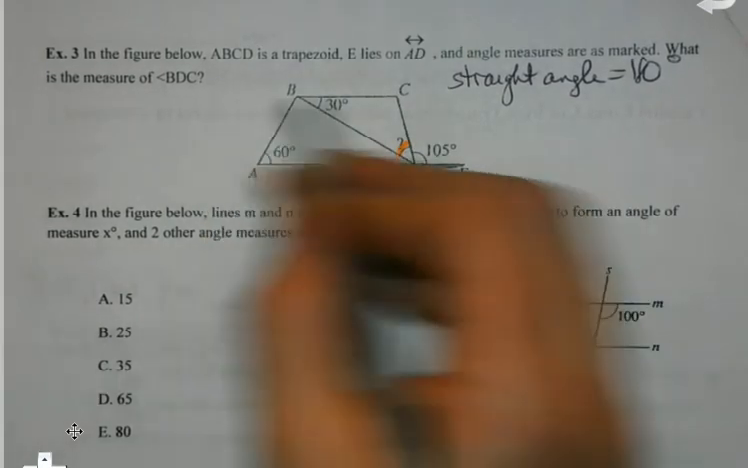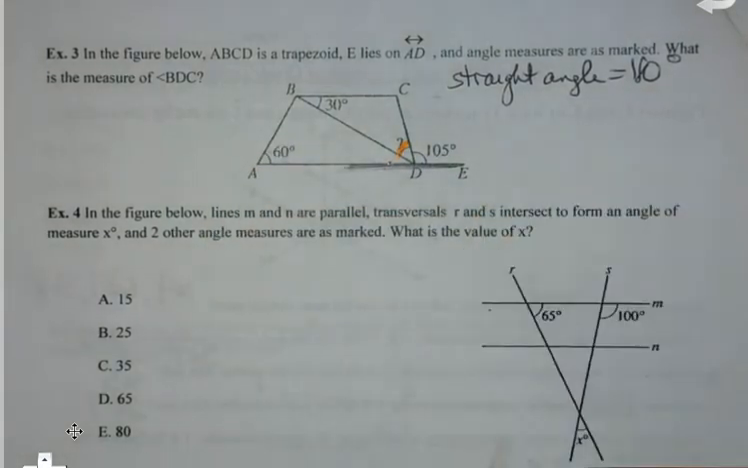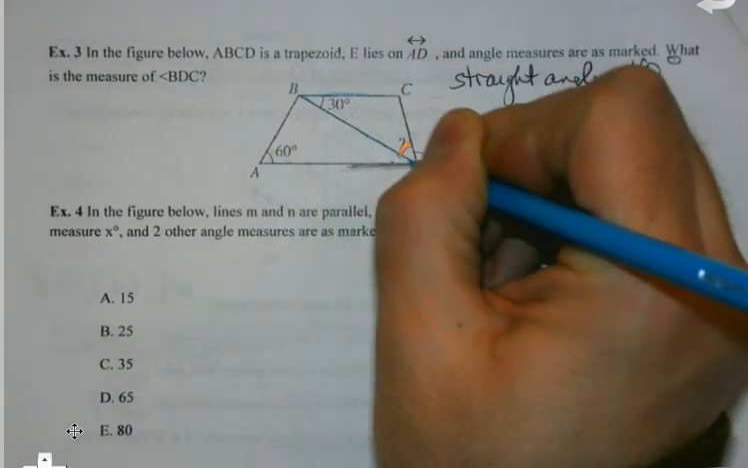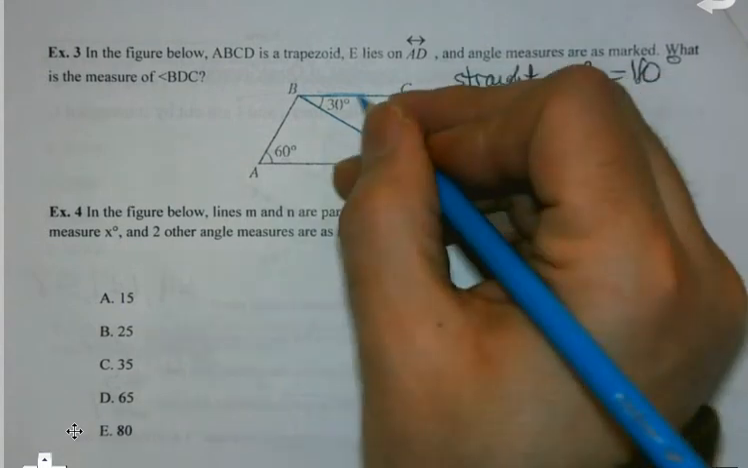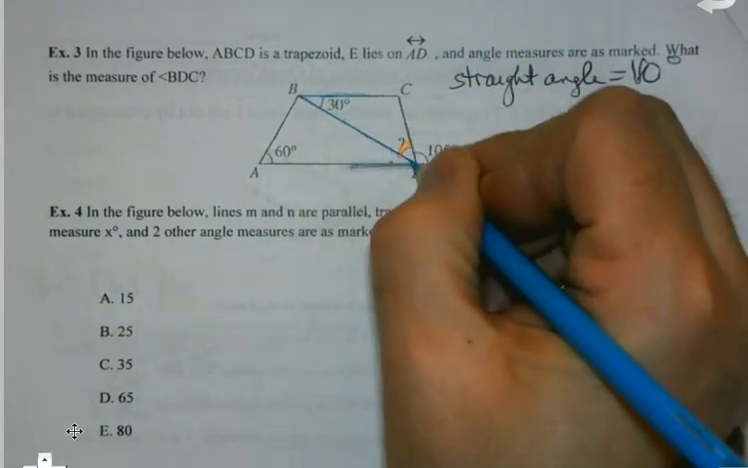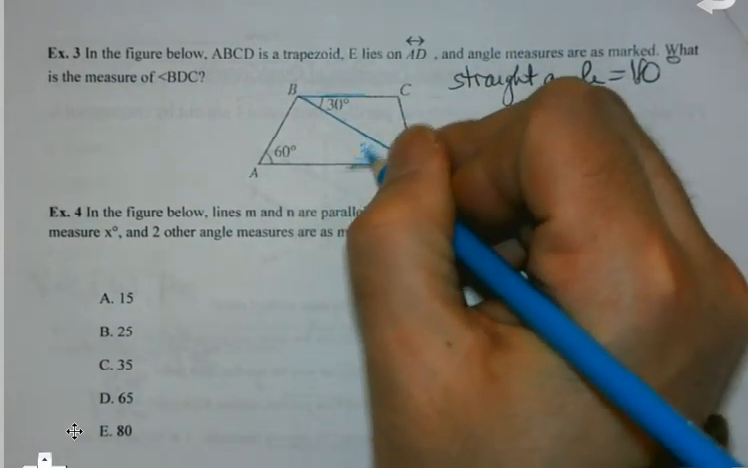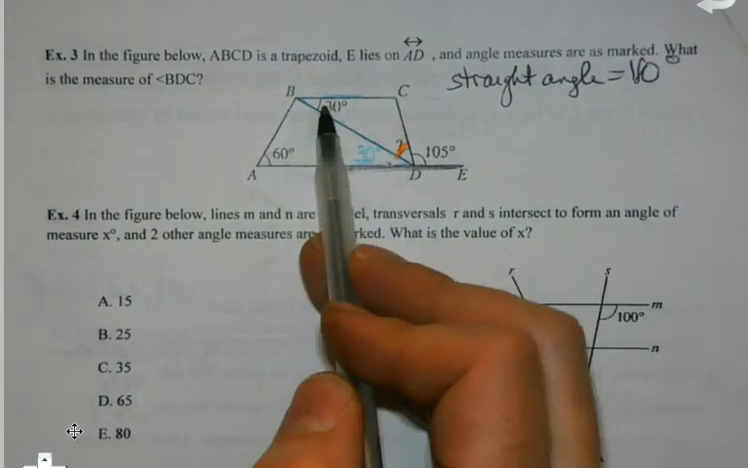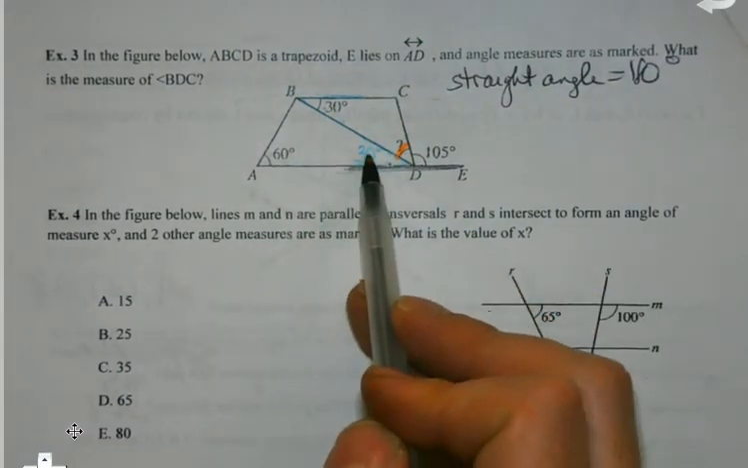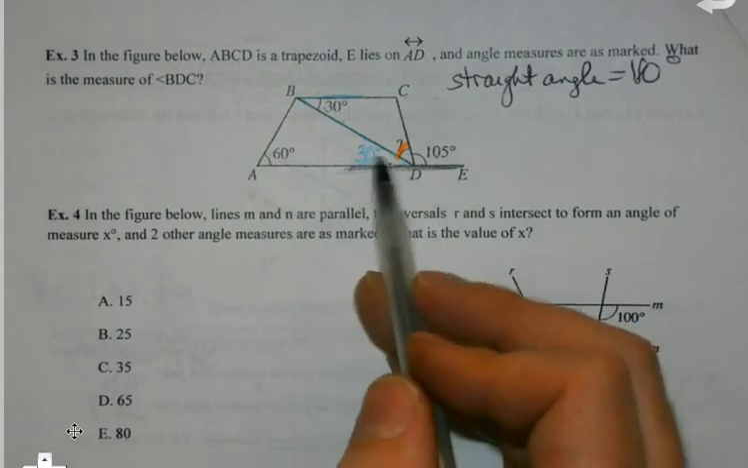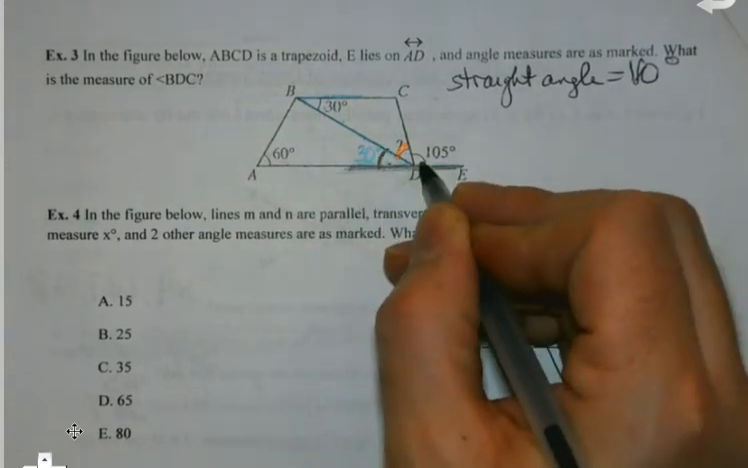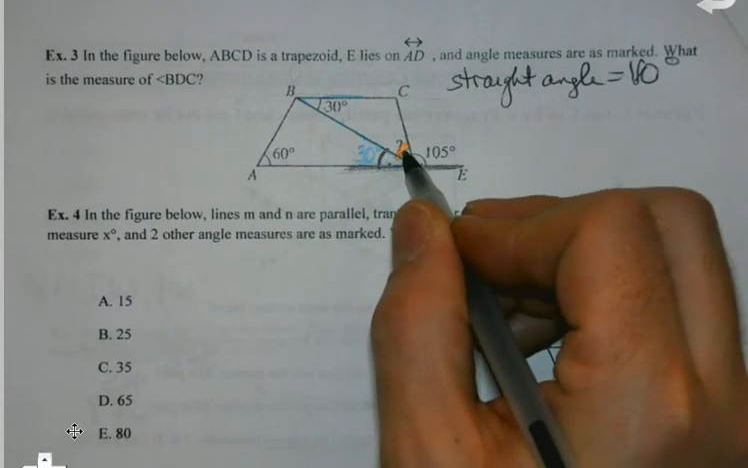I know these are parallel. Let's see if I can do that Z thing. Let's see if that helps me at all. Because I'm telling you, it shows up a lot. Ooh, not the exact angle I want, but this angle gets trapped in there too. So if this is 30, alternate interior tells me this is going to be 30 as well. And now I can figure it out because I know this part, and I know this part, and the only part that's missing is what's here.